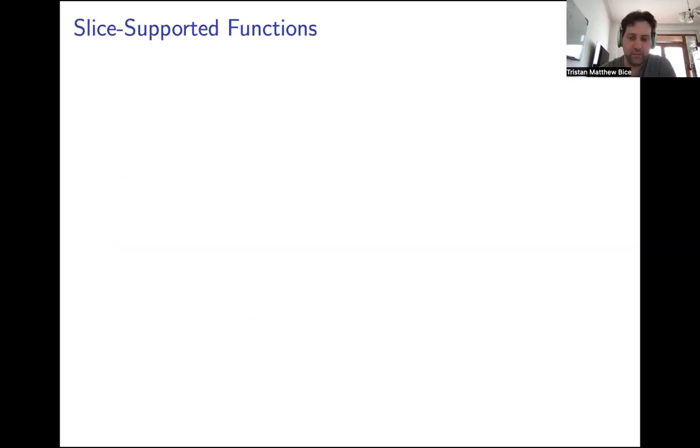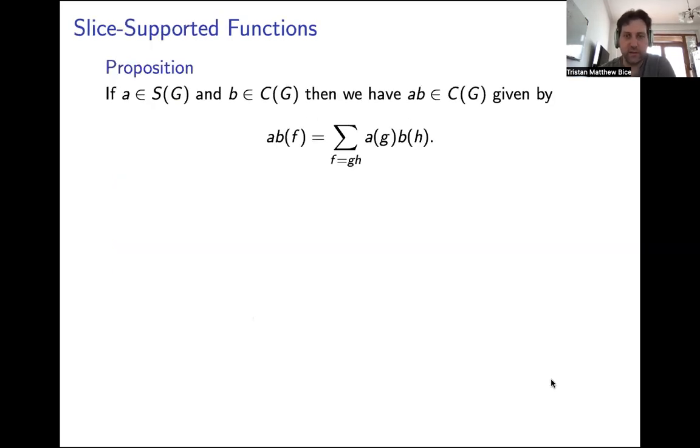And then we're in business, because with slice-supported functions, we know that this is actually well defined. Moreover, the resulting function you get from doing convolution here is again going to be continuous. Only one of the functions here has to be slice supported. The same would apply if B was slice supported and A was just continuous. But certainly if both are slice-supported continuous functions, then this is well defined and AB is continuous.